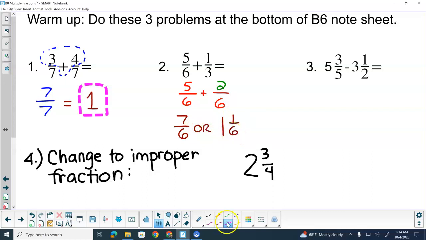And you're good with 7 over 6, right? I'm great with 7 over 6. Sometimes it's even easier just to leave it at 7 over 6. I love 7 over 6 more than I love 1 and 1/6. Okay.